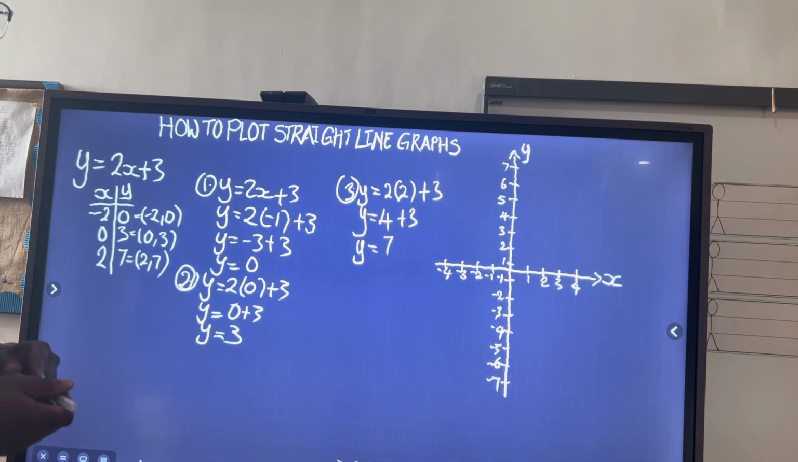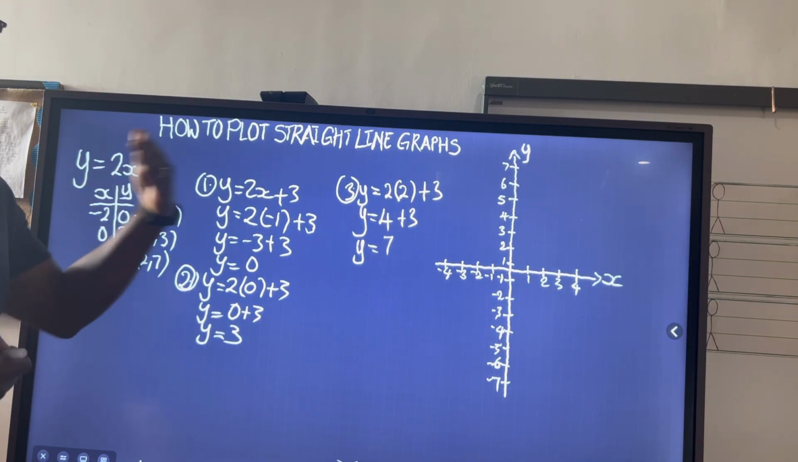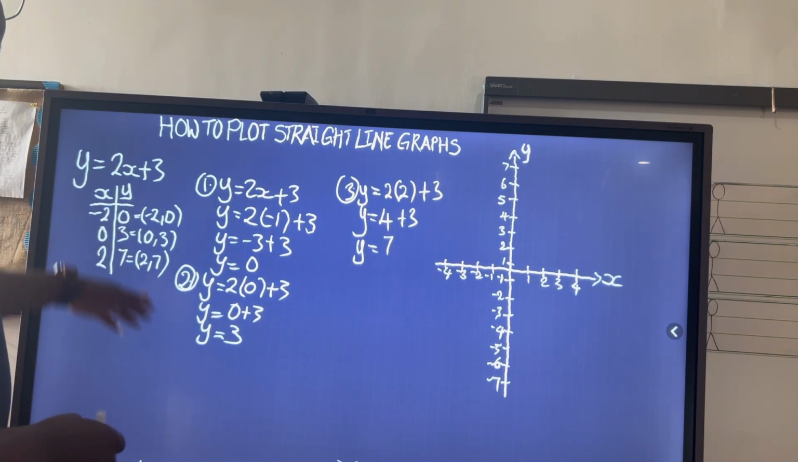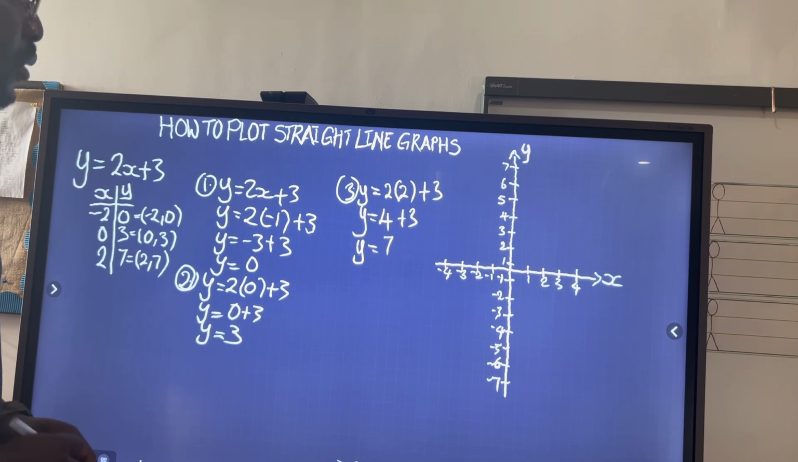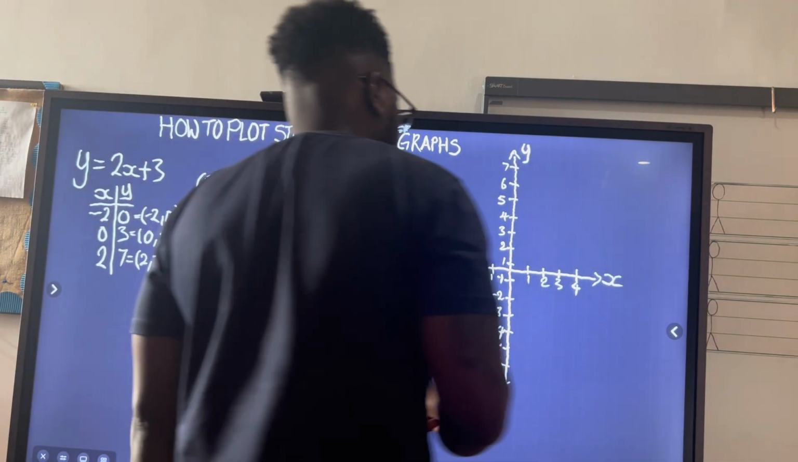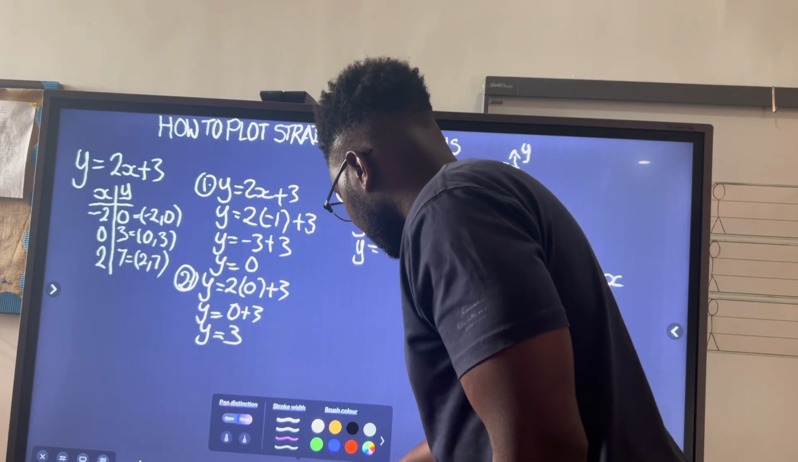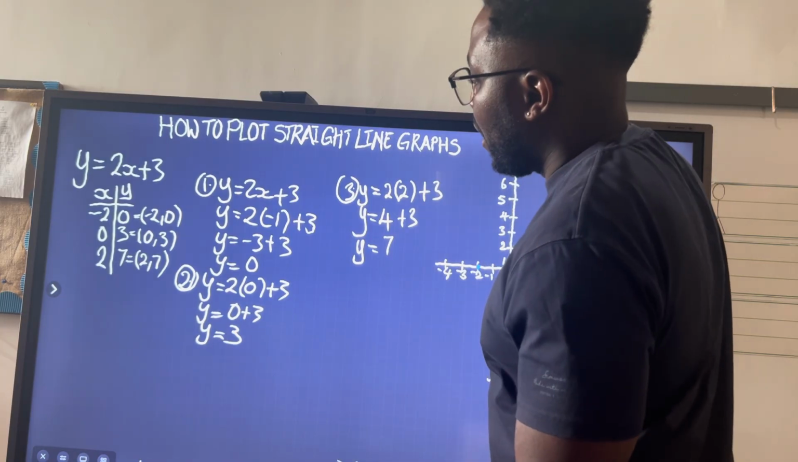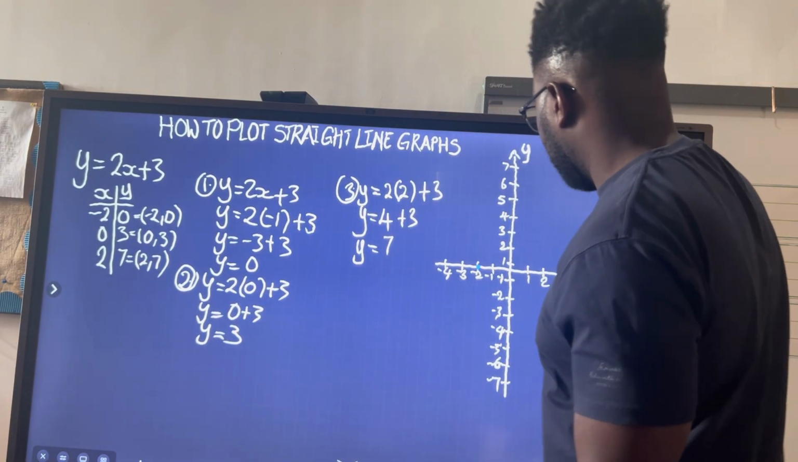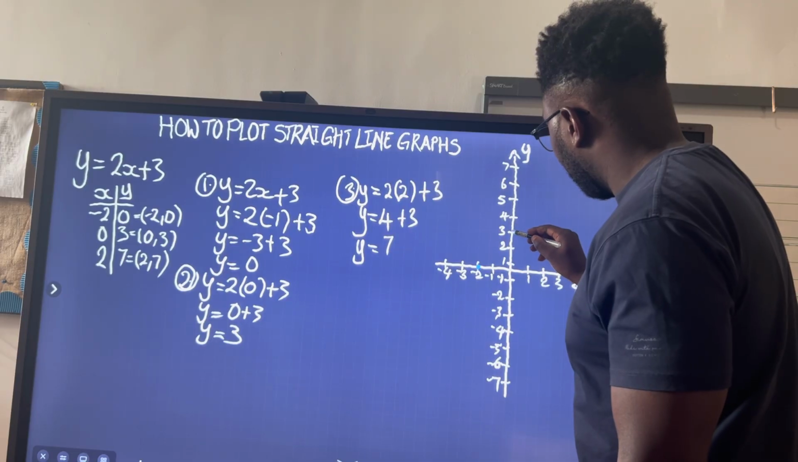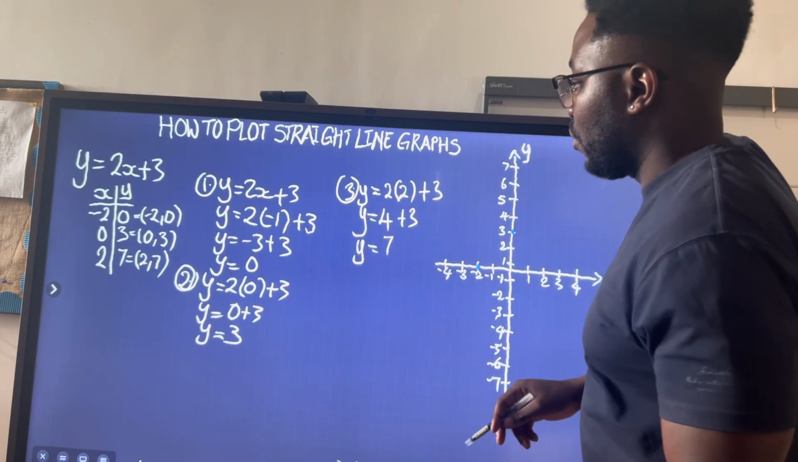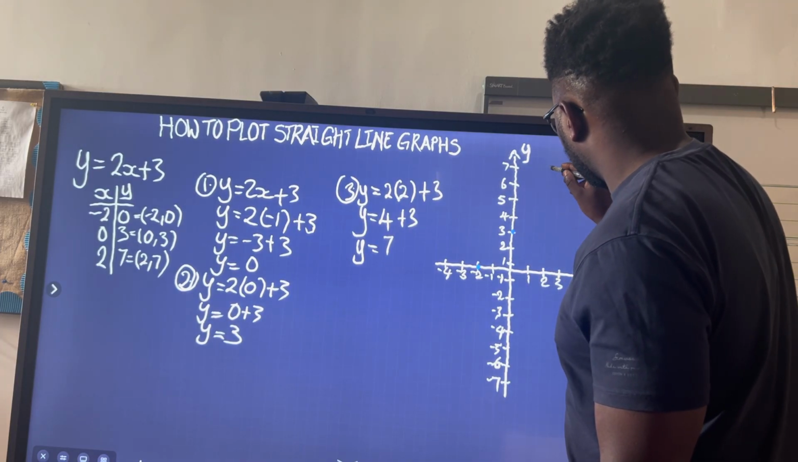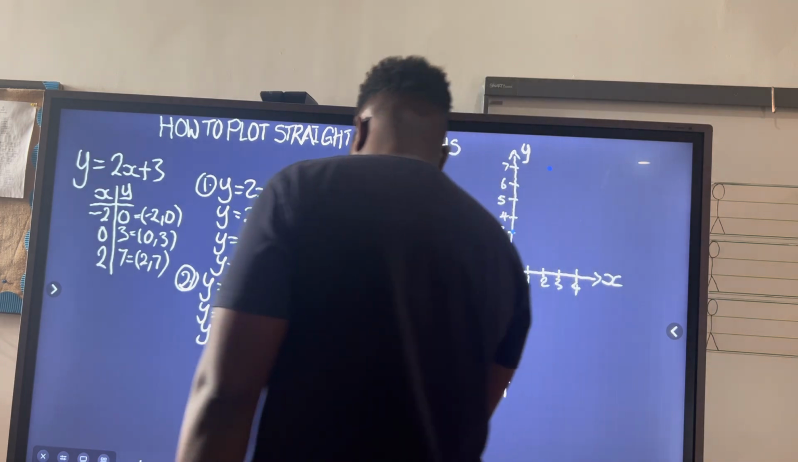So we have our coordinates, and all we have to do now is plot them. And remember, you always start with the x value. So my first coordinate is -2, 0, right there. My second coordinate is 0, +3. My last coordinate is 2, +7, somewhere there.